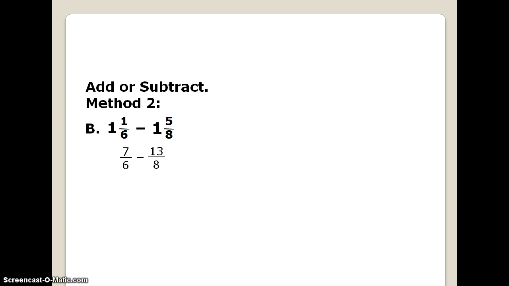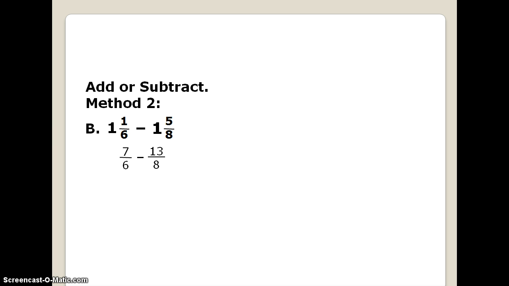Remember, we use what's called the cloud method, if you've heard that before, where we multiply the whole number times the denominator plus the numerator. So we multiply, and then we add, and then our denominator is the same as what it started with. So a second fraction here, 1 times 8 plus 5. It starts to look a little bit like a cloud. That's why I've heard it called the cloud method before. So 1 times 8 is 8, plus 5 is 13, and 8 would be the denominator. Okay, so now we have 7/6 minus 13/8.